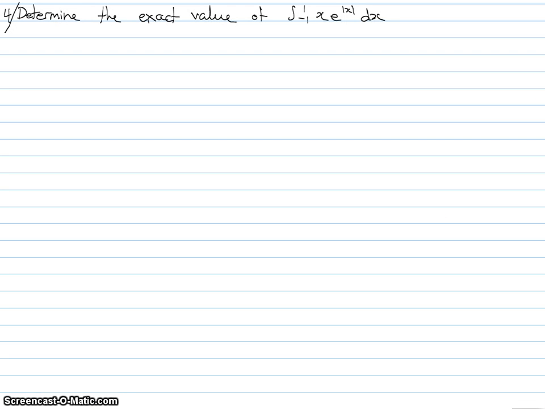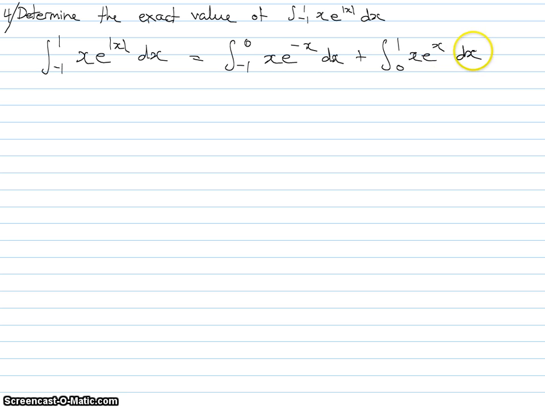So how can we express this? Determine the exact value of this. Well, this is the integral from -1 to 1 of x e to the mod x dx. That's the same thing as the integral from -1 to 0 of x e to the minus x dx plus the integral from 0 to 1 of x e to the x dx.